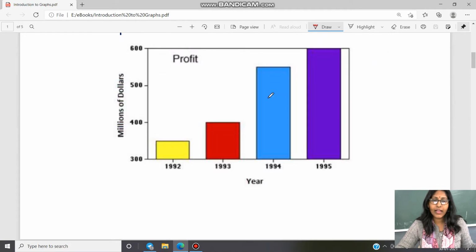For example, I am plotting here a bar graph. In this bar graph, all the bars are of equal width. They are representing years, and it is quite interesting to look at.